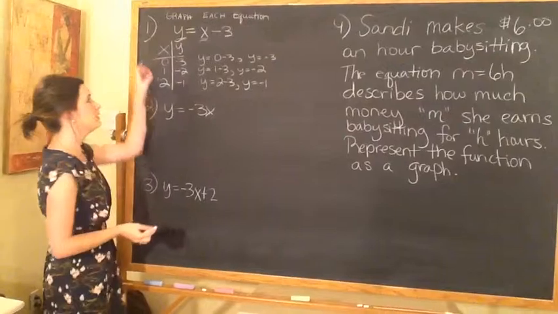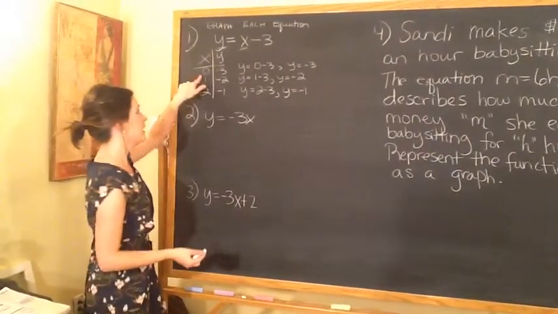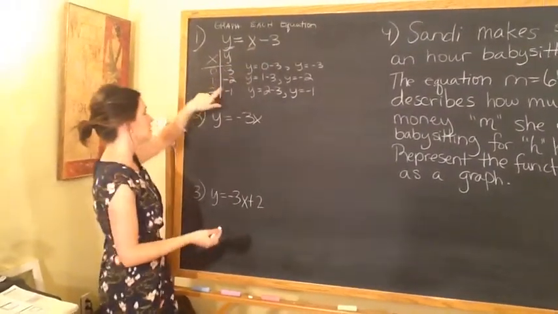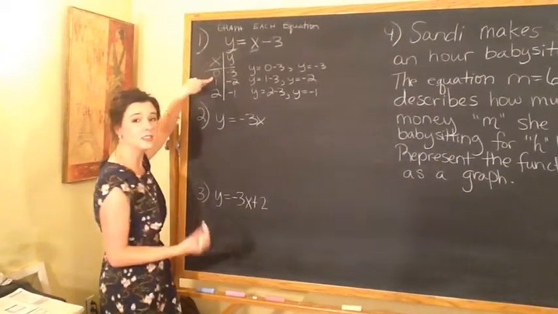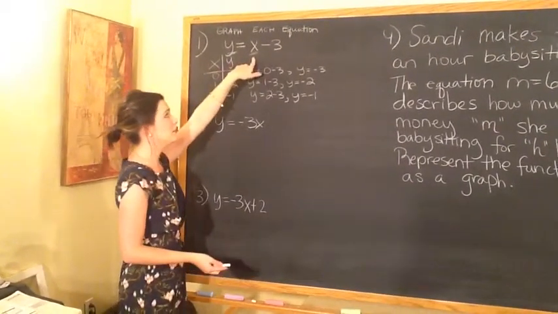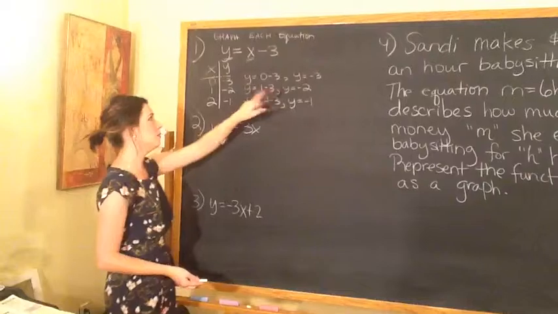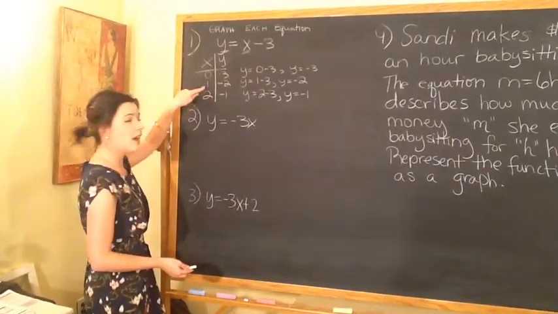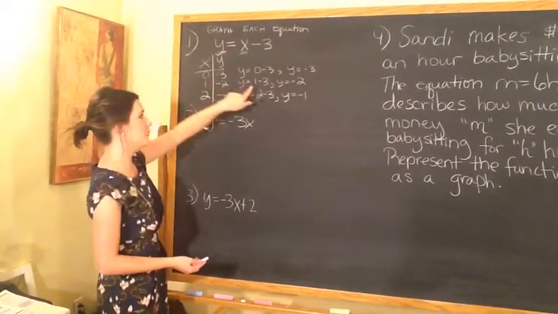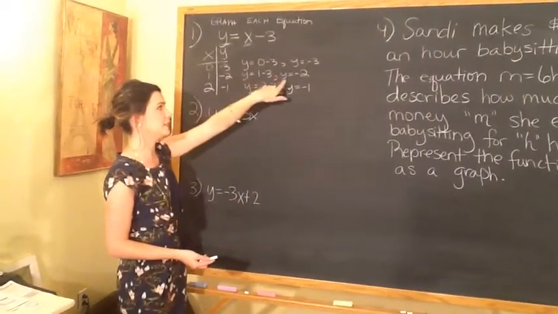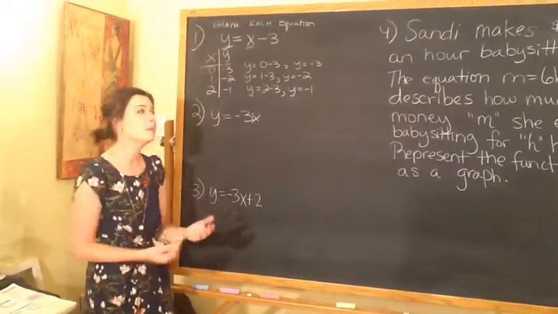So every time I'm just choosing a number for x, and I'm plugging it in for x. If I say x is equal to 0, what's y going to be? If I put 0 in, I'm going to subtract 3, and y is going to be negative 3. If I want 1 to be x, I'm going to plug 1 in for x. 1 minus 3 is going to give us negative 2. So that's why we're moving in a pattern.